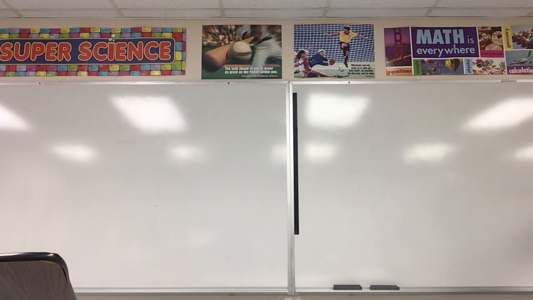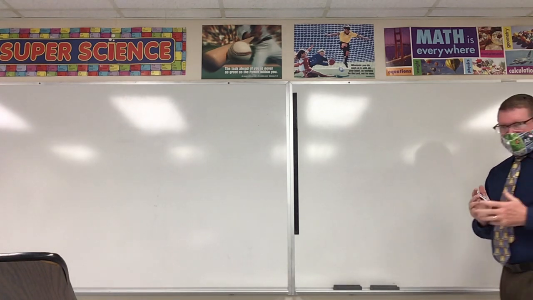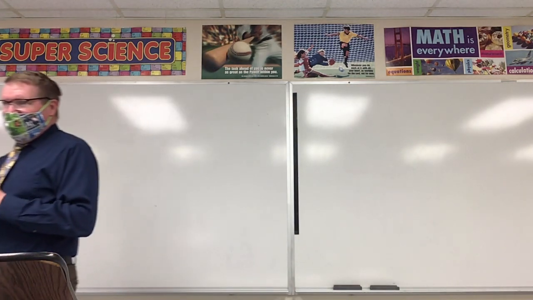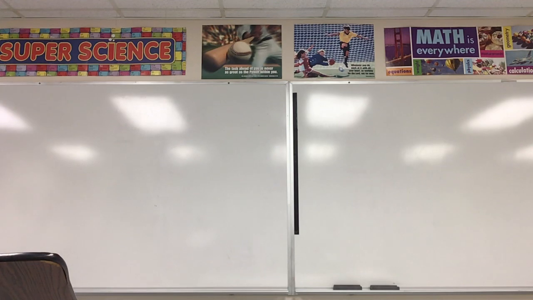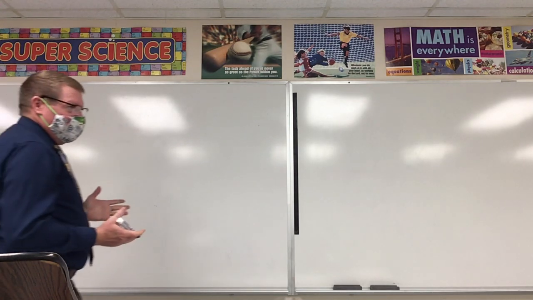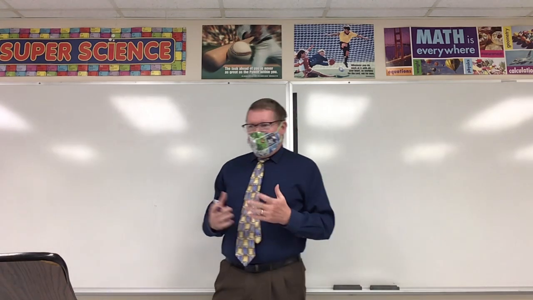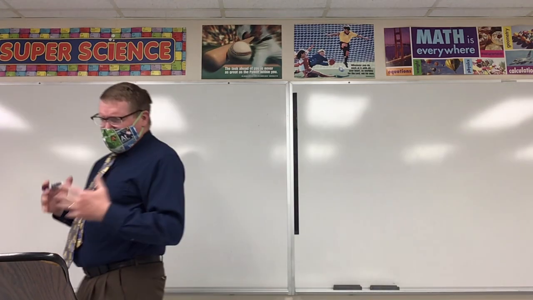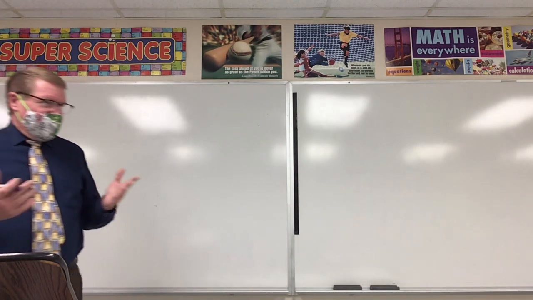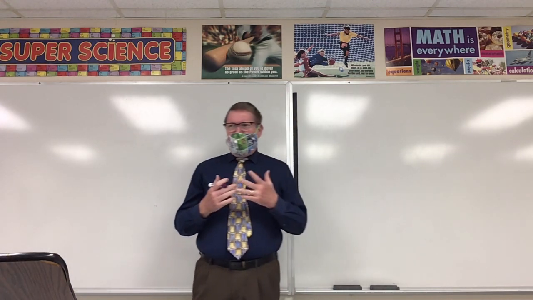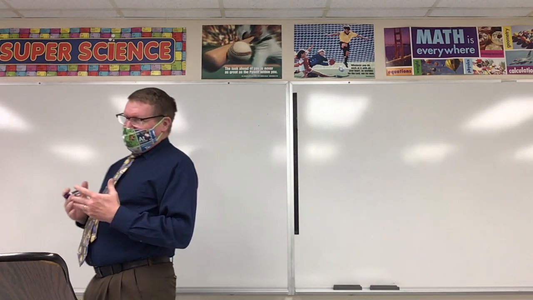Elements on a periodic table are not stable by themselves. That's why we do not see them by themselves in nature. We do not just go walking along and find a piece of sodium or a piece of potassium. They're always combined with something else. So why do atoms bond? To become stable.